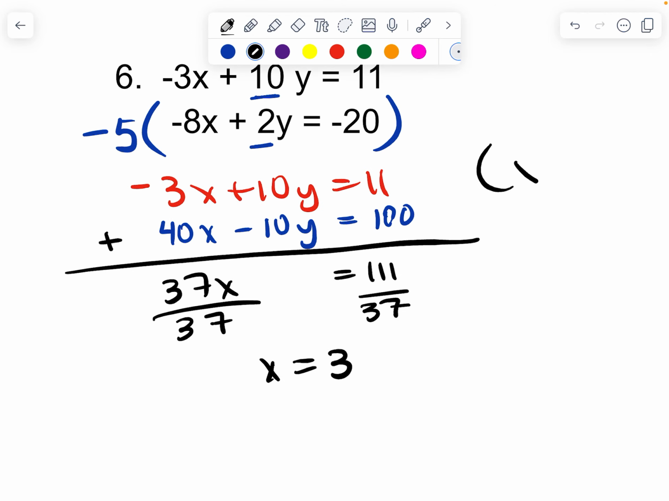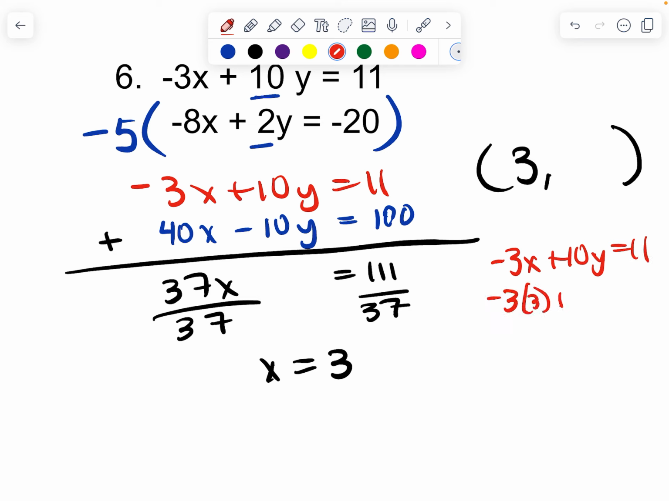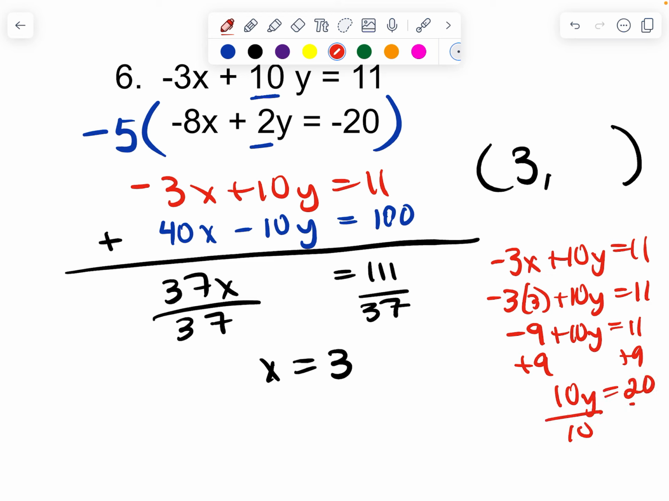Okay, so x equals 3. Now we have to find the y value. -3x plus 10y equals 11. I replace the x with 3. I get -9 plus 10y equals 11. Add 9 on both sides. Get 10y equals 20. Divide by 10 on both sides. And y equals 2. So you have the point 3, 2.